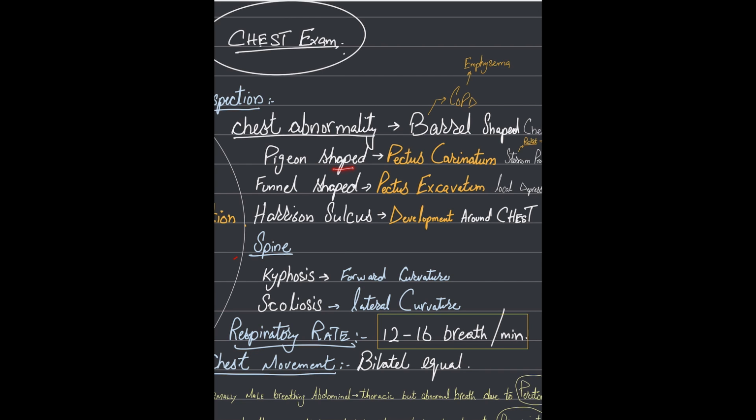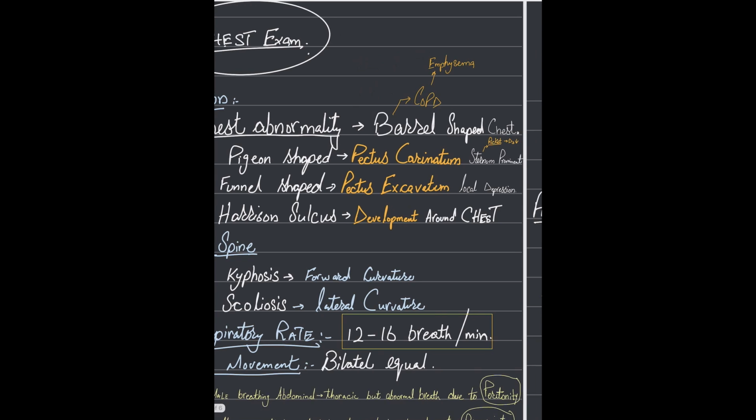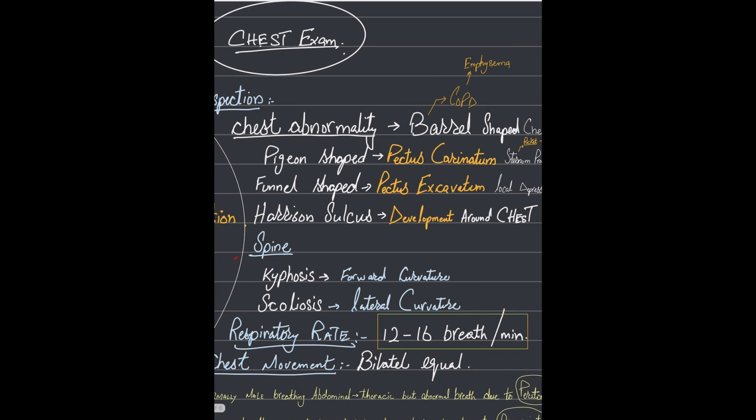And the pigeon-shaped chest. What's the pigeon-shaped chest? You can see the chest here, and the sternum is going to be pointed, like a pigeon, due to pectus carinatum. Mostly it's caused by rickets and vitamin D deficiency. And now we have the funnel shape. How is it going to be? This is the chest, and you're going to see the depression going inward. It's called pectus excavatum, a local depression.